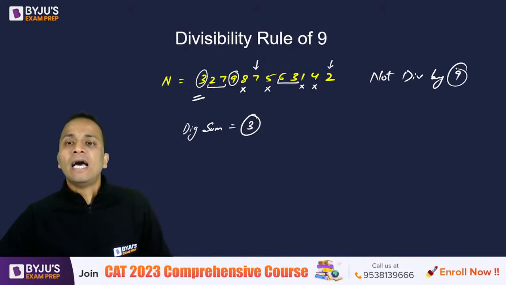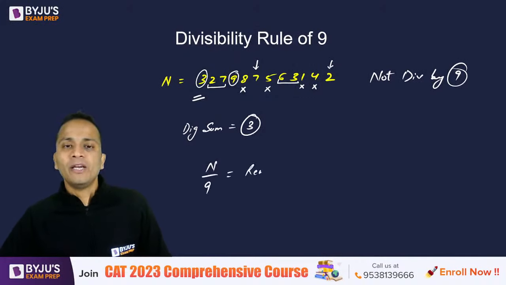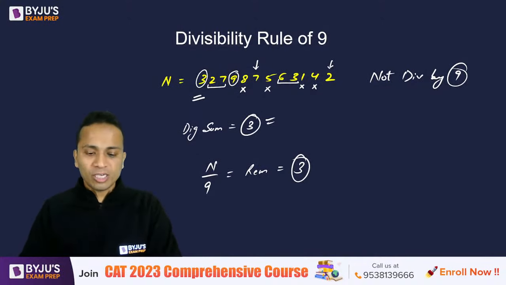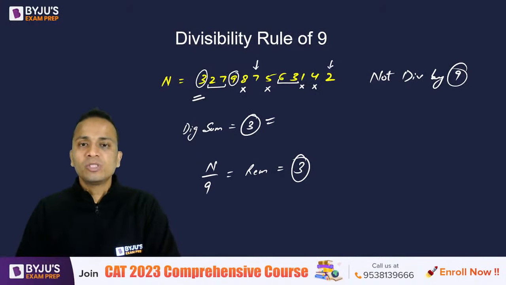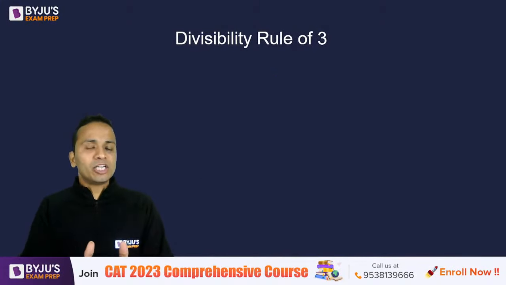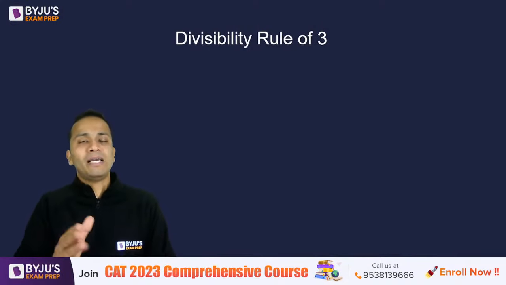All right. And when this number is divided by 9, the remainder obtained will be equal to this digital sum, and that is equal to 3. All right. So for the divisibility rule of 9, yes, you can use this digital sum. Now let's move forward and look at the last thing: the digital sum's usage to calculate or to check the divisibility of any number by 3.